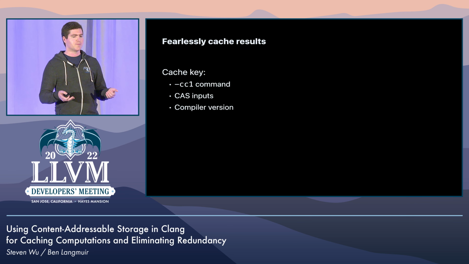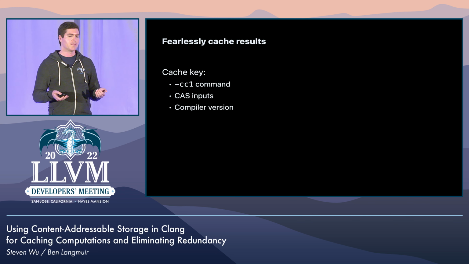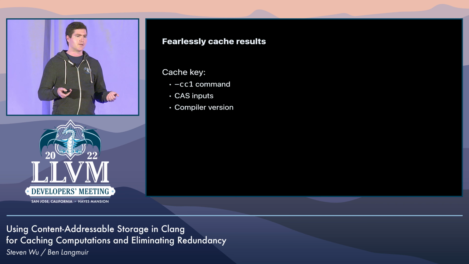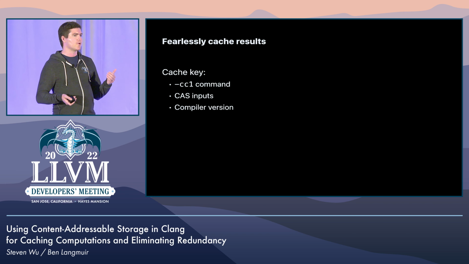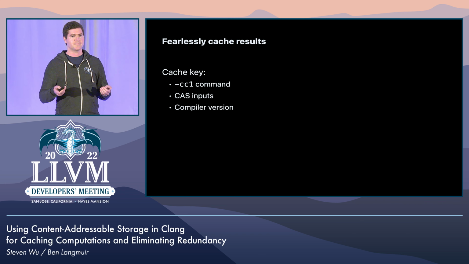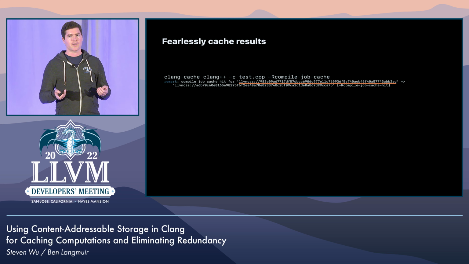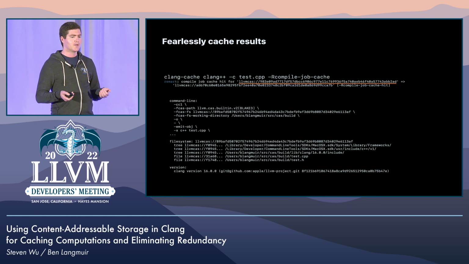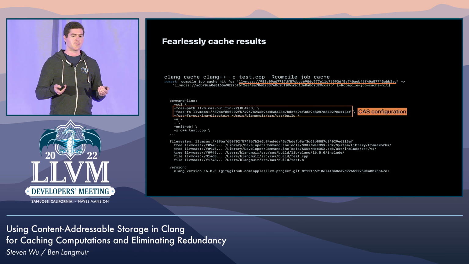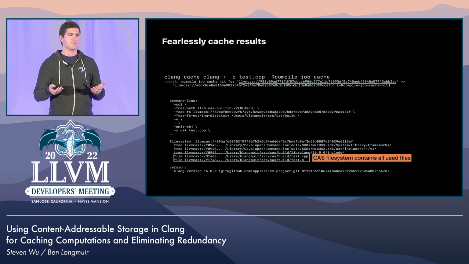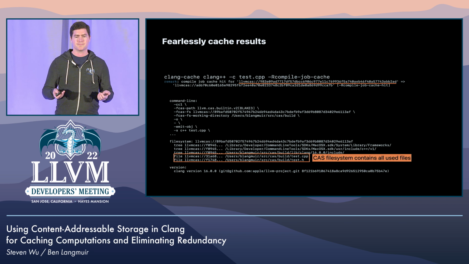And at this point, we have all the pieces we need to do a cache key. We have a modified CC1 command that uses CAS inputs. We have the CAS file system itself, and we have some notion of the compiler's identity or version. Indeed, if we go back to our previous example and we print out what the CAS actually contains for this identifier, it has exactly that structure. We first have the command line invocation that's been modified to access its inputs through the CAS. We have the CAS file system, and it includes all of the files that we would expect as part of compiling this file.